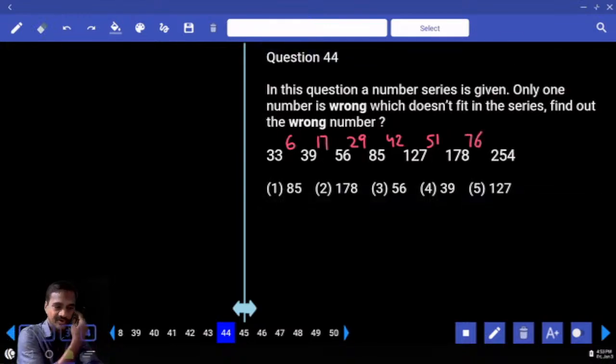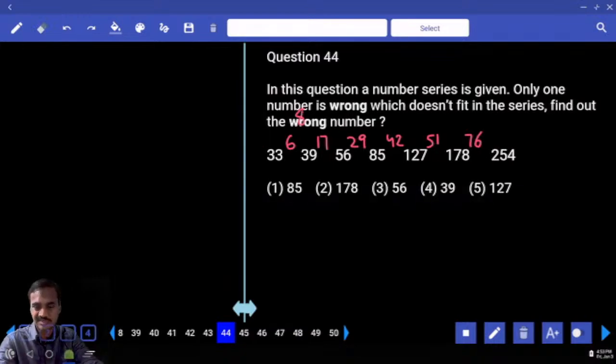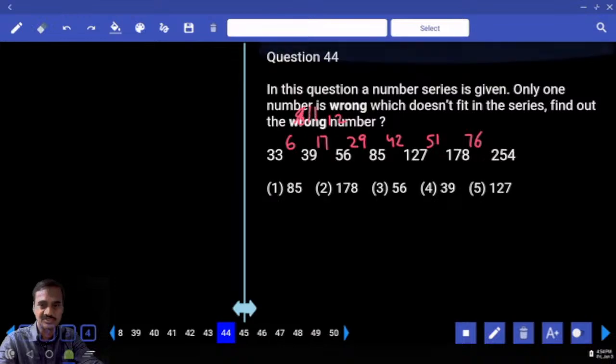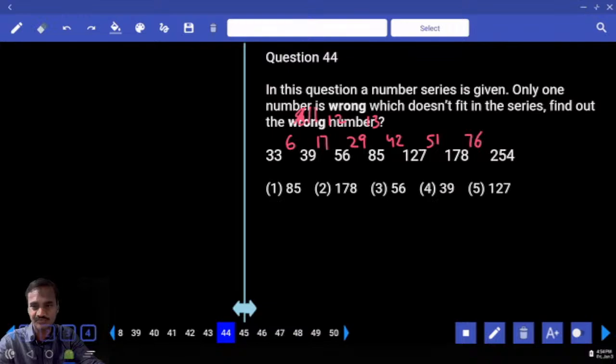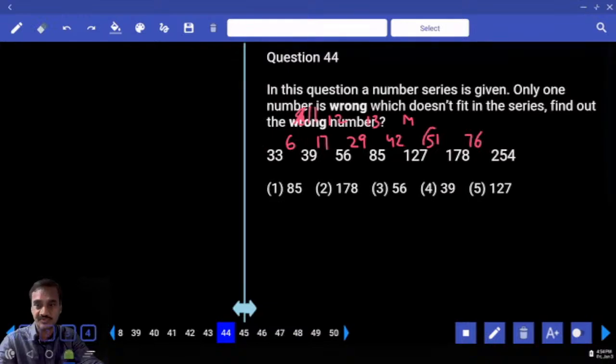Clear? Then find out the differences among these numbers. Now here the difference is 6 and 17, the difference is 11. 17 and 29 difference 12. And 29 and 42 difference 13. Next, how much should it be? 14 should be. 42 plus 14, 56 should be. 56 when added, what is the wrong number? 178. 178, choice 2.